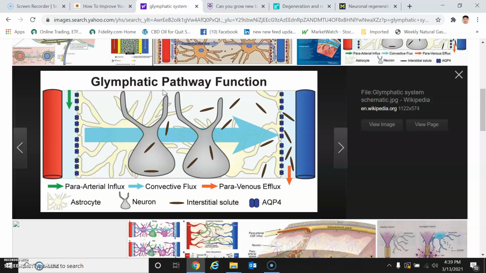Here I just show the entire glymphatic pathway, how waste is removed from the brain. Here's the artery. The blood with nutrition passes through the brain cells, including neurons and astrocytes, and finally gets into the veins. During the process, a lot of waste is created, and most of the waste is actually discharged through this glymphatic pathway. So this is a very, very important system.